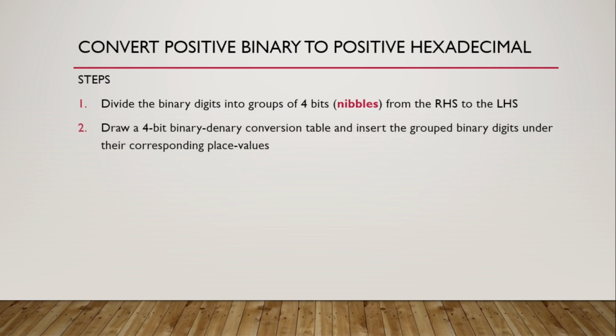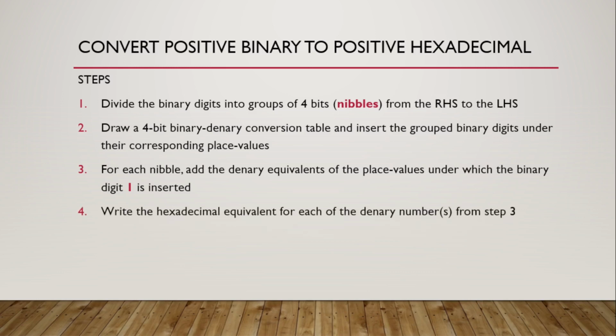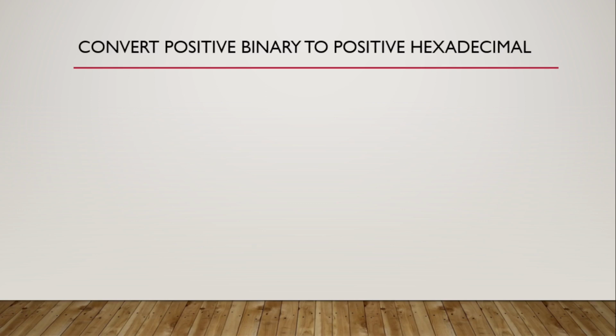And the second step is to draw a 4-bit binary digit conversion table and insert the grouped binary digits under their corresponding place values. The third step is for each nibble add the denary equivalence of the place values under which the binary digit 1 is inserted. And we write the hexadecimal equivalent for each of the denary numbers from step 3. Let's look at an example. We are going to convert 10101111 to hexadecimal.